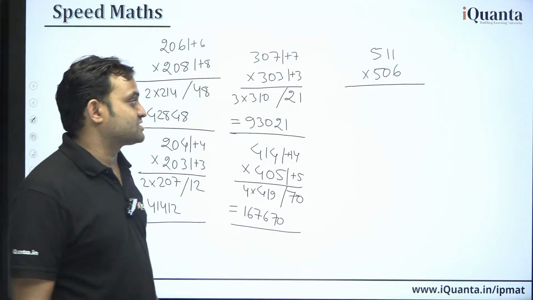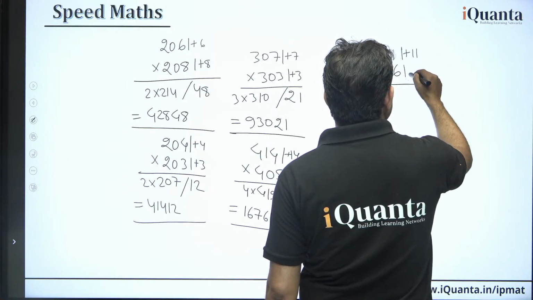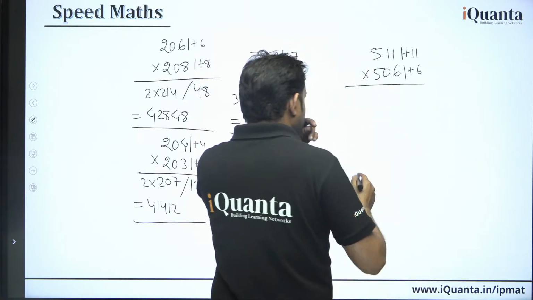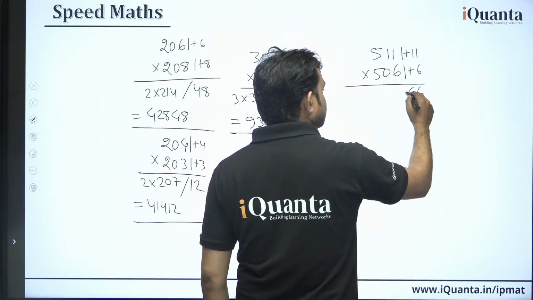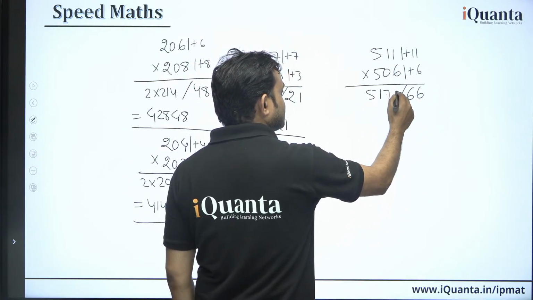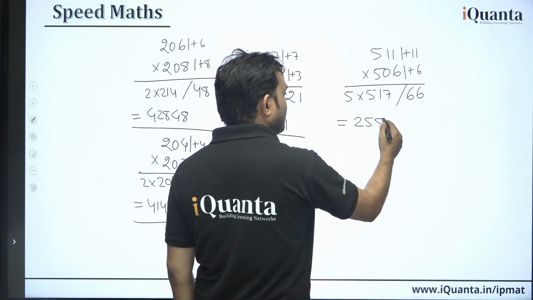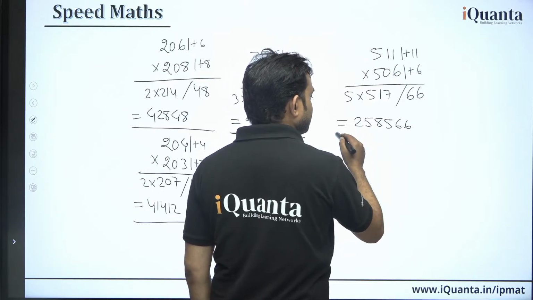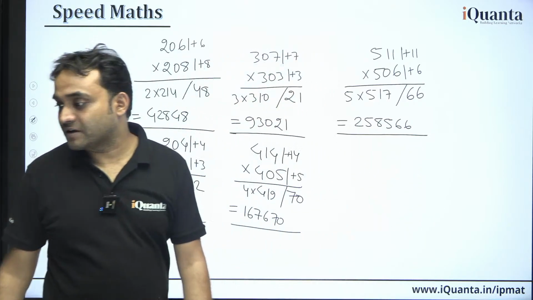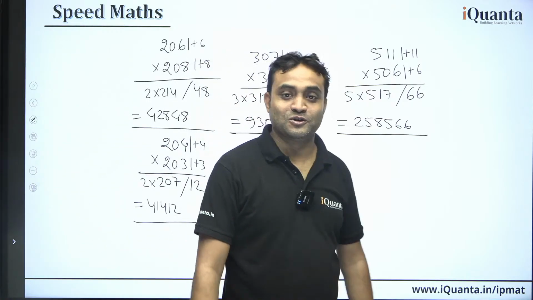258566. Okay, let's try this. So in this case the surplus is 11, in this case the surplus is 6. 11 into 6 is 66. 11 plus 6 is 17. So 517 into 5. This will be 258566. That is absolutely correct.